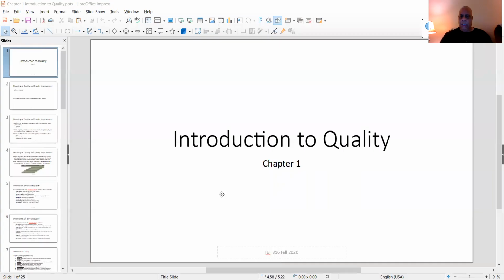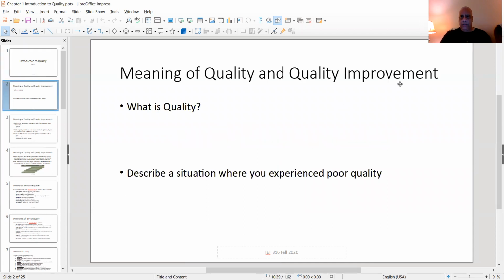So tonight, I'm going to get into the introduction to quality. Now, again, what you see is real information. In fact, this is one of my courses that I'm taking for the spring semester. So when we deal with quality, we're talking about managing quality improvements. So this first slide talks about the meaning of quality and quality improvement.